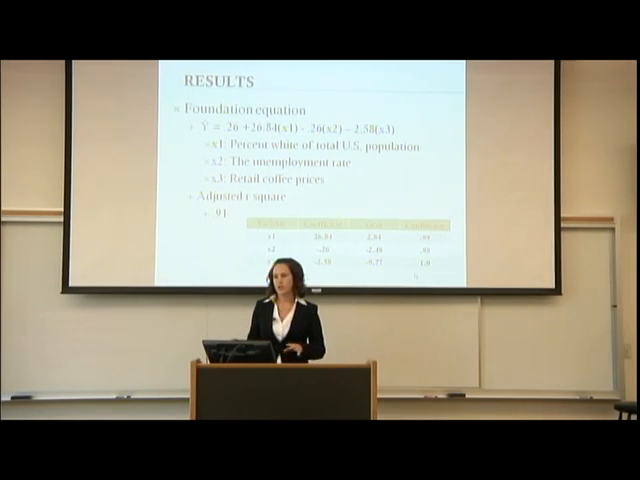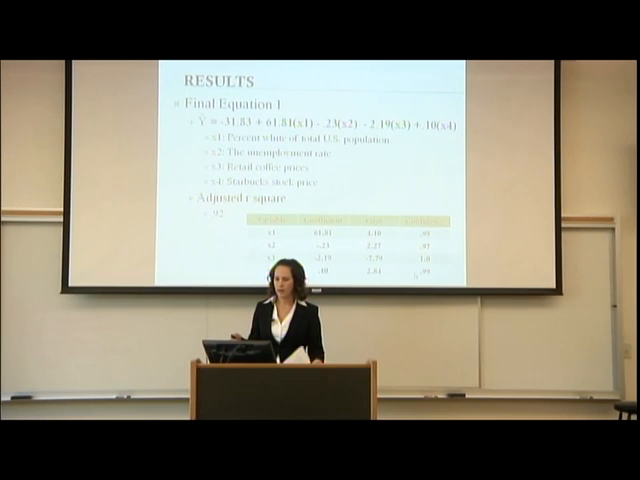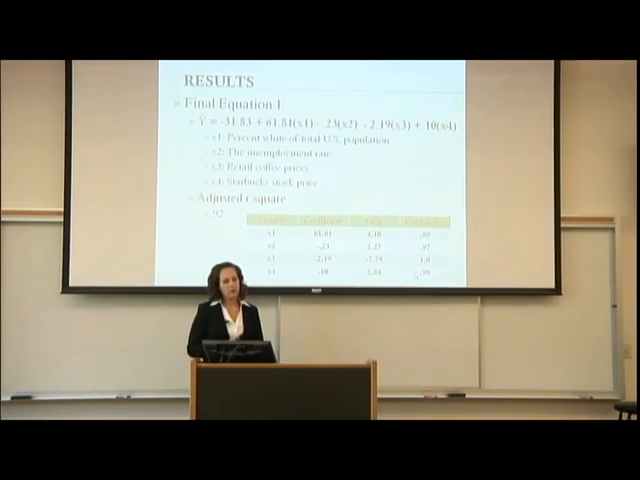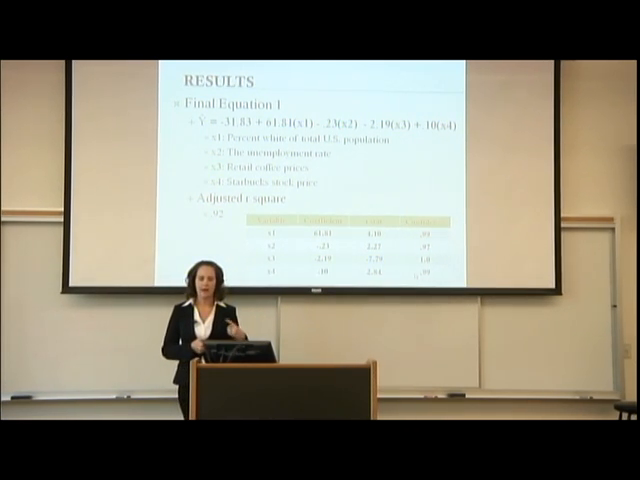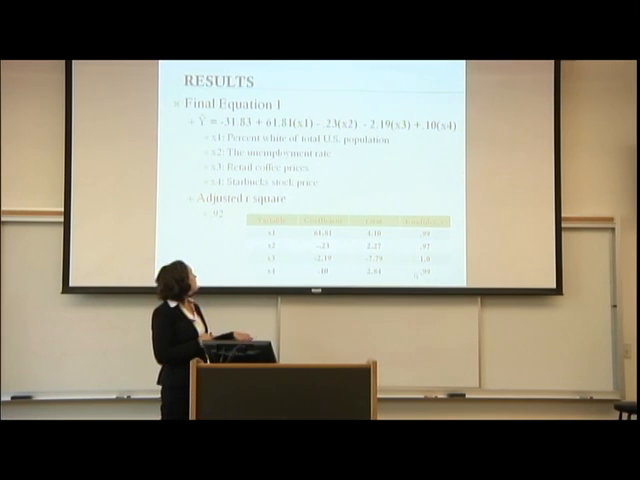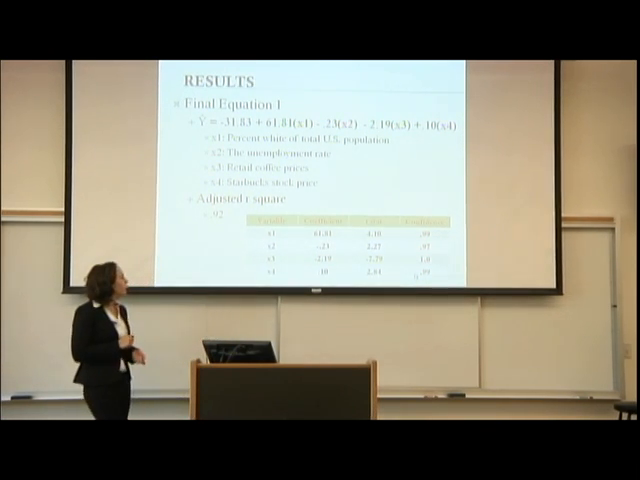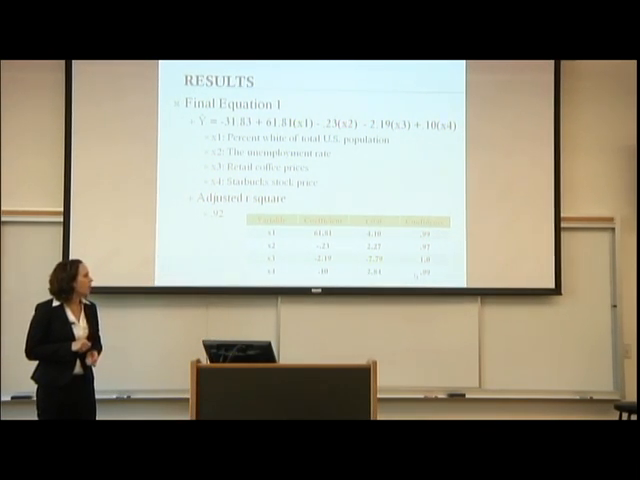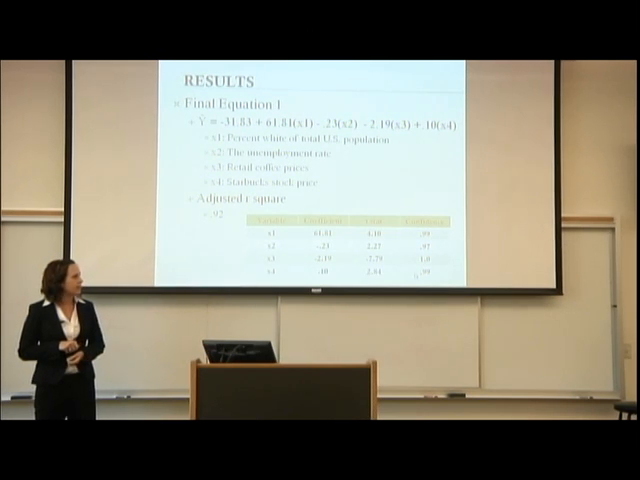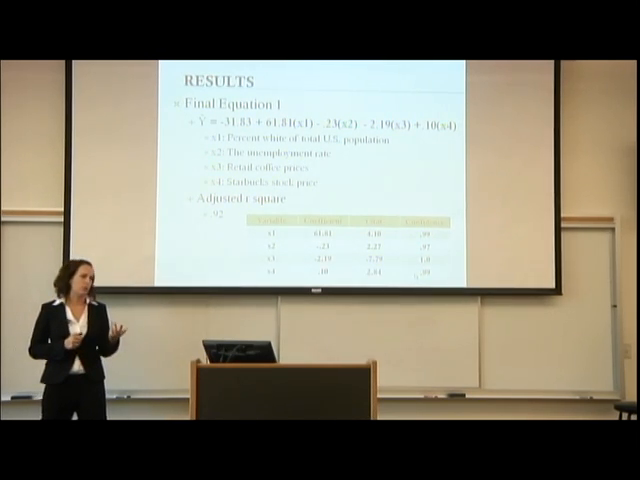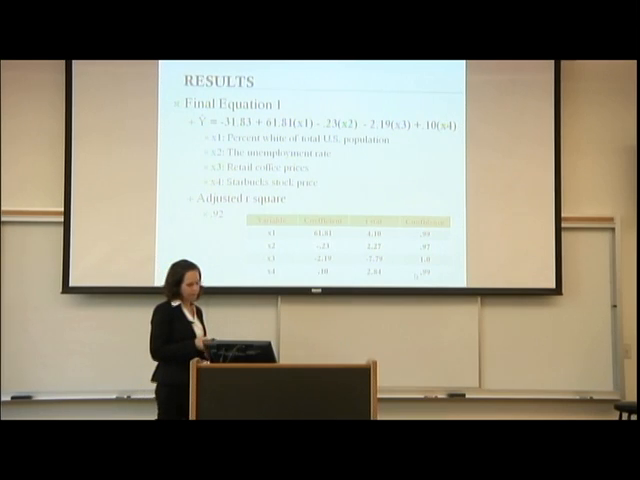So the next step was to just trial and error, add in different data sets to see if it made the equation stronger and the model stronger. And the final equation 1 was percent white total population, unemployment rate, retail coffee prices, but Starbucks stock price actually made it stronger. So we have the adjusted R-squared 0.92, and all of the coefficients were the correct sign. T-stats were strong, and the confidence was great.